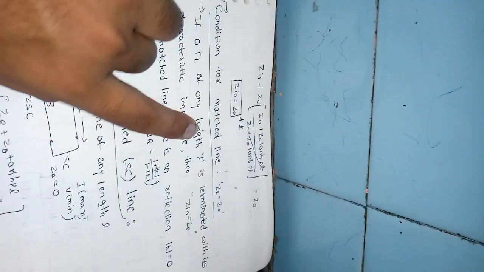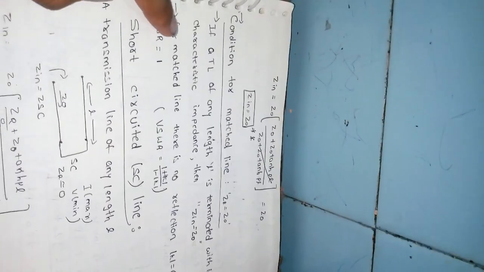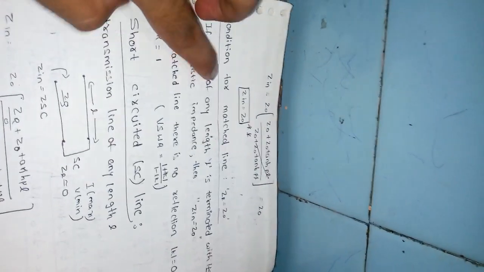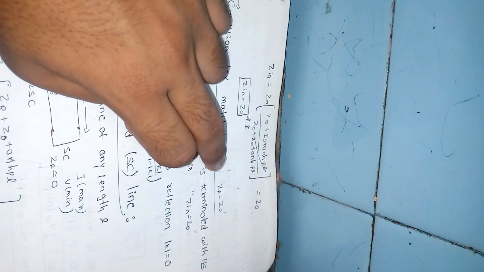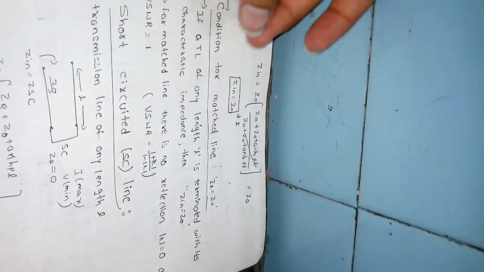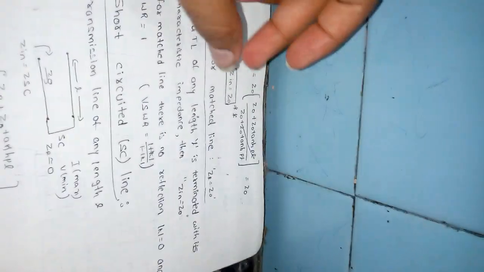If a transmission line of any length L is terminated with the characteristic impedance, then Zn equal to Z naught. The first condition is that it should be terminated with the characteristic impedance. If it is terminated with the characteristic impedance, it is said to be a matched line. Matched line means there is no reflection, and the input impedance is equal to the characteristic impedance. For a matched line there is no reflection and the standing wave ratio is 1.